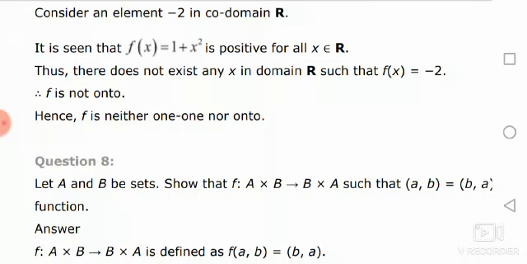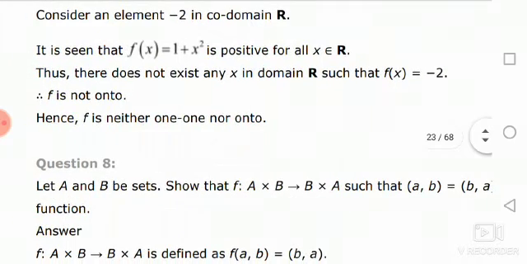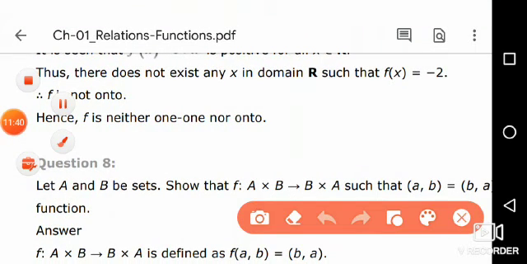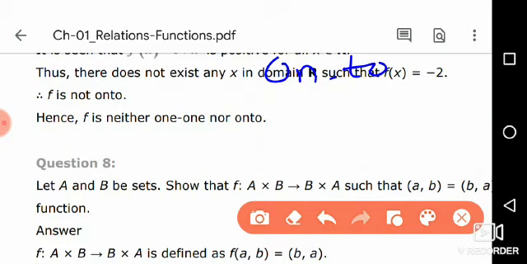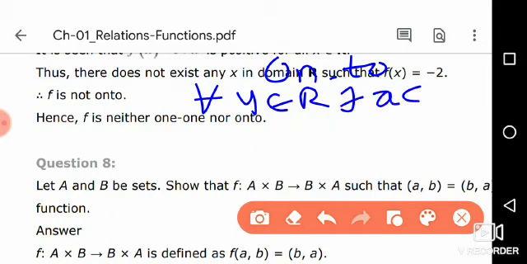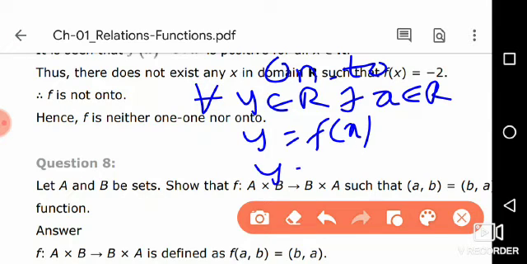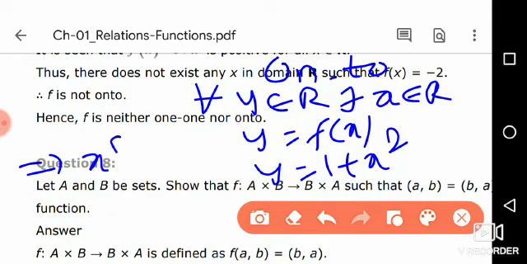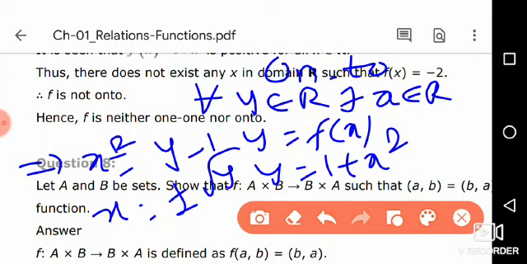Dear students, now we will check for ontoness. We have to check whether the given function is onto or not. To check the ontoness of the function, for all y belongs to the codomain set, there exists x belongs to R such that y is equal to f of x. Y is equal to f of x, which is nothing but 1 plus x square. This implies that x square is equal to y minus 1. Therefore x is equal to plus or minus square root of y minus 1.